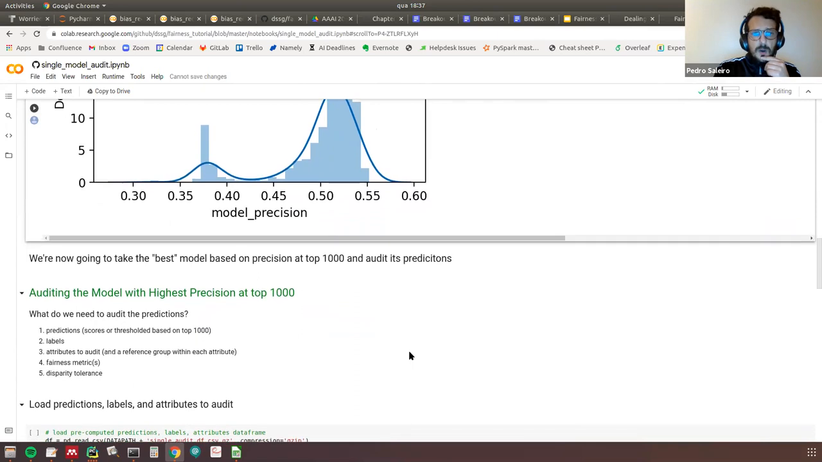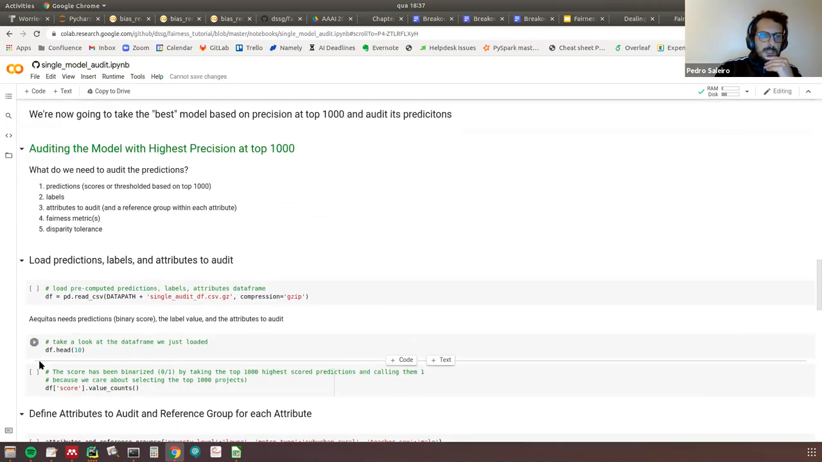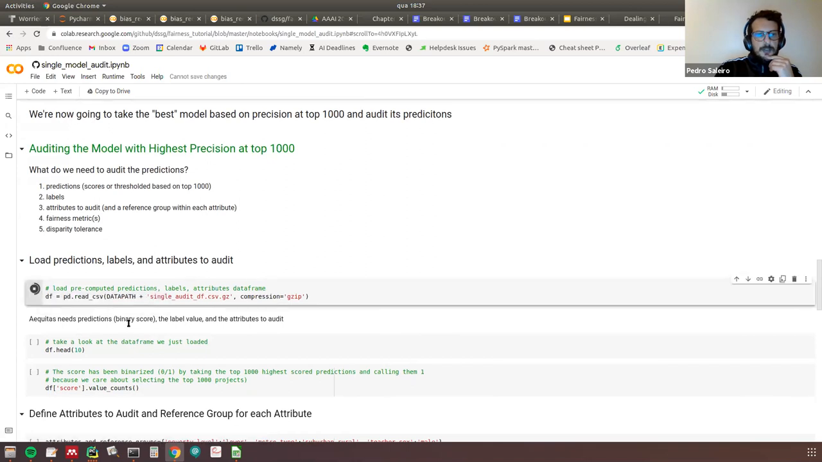Now what we are going to do is one potential workflow using Aequitas, which is you pick the best model in terms of performance, you want to understand a little better how the model impacts different groups, and you want to run an audit for bias of the best model in terms of performance. To recap, we are going to load an already prepared data frame that contains the predictions on the test set for this model with the highest precision at top 1000, and we will run an audit on that model.